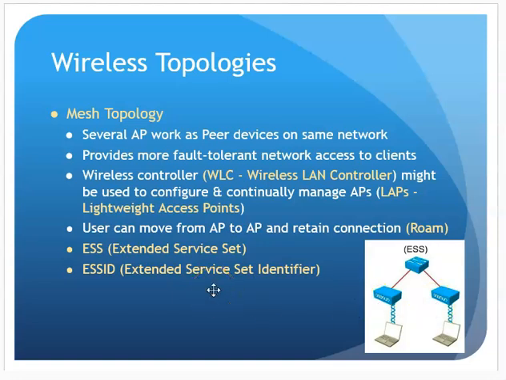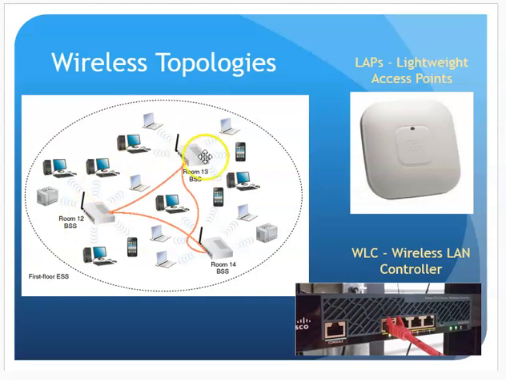Now I'm into kind of a mesh topology where I have a wireless controller that is managing all the access points to make it look like just one giant wireless network. We now have the extended service set and the extended service set identifier. So we now might have a series of access points all connected together, or access points connected into and controlled by a wireless controller.